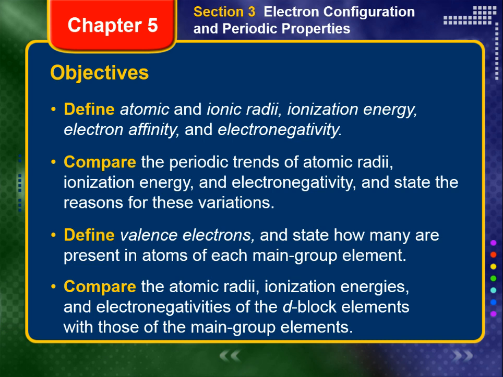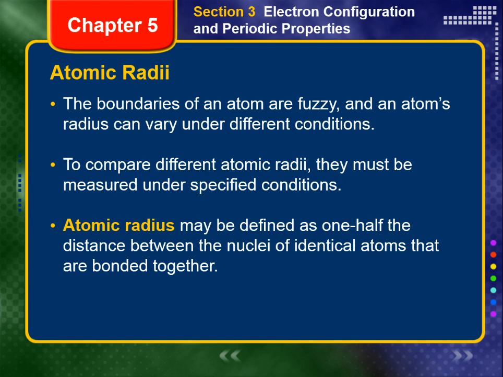And then compare the atomic radii, ionization energies, and electronegativities of the d block elements with those of the main group elements. So far, you have learned that the elements are arranged in the periodic table according to their atomic number, and that there is a rough correlation between the arrangement of the elements and their electron configurations. In this section, the relationship between the periodic law and electron configurations will be further explored.